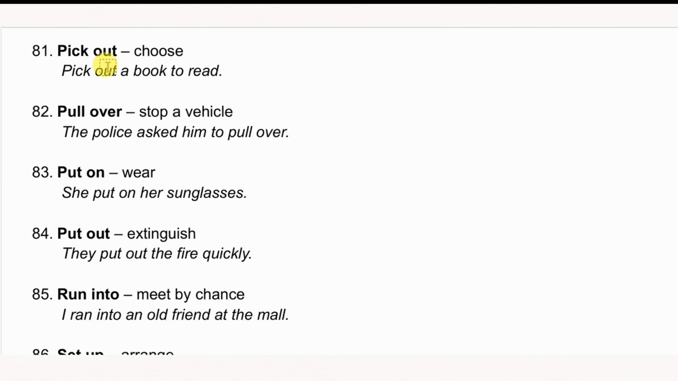To pick out. This is to choose. Pick out a book to read means choose a book to read. Pull over. This is to stop a vehicle. The police asked him to pull over, means asked him to stop. Put on. This is to wear. She put on her sunglasses. You can put on your sunglasses, your coat, your sweater, your jacket, clothes. So put on something, the belt or any other thing. This is to put on, to wear.